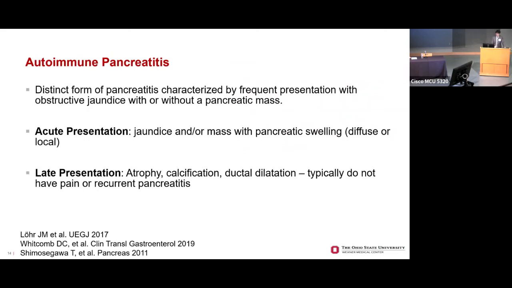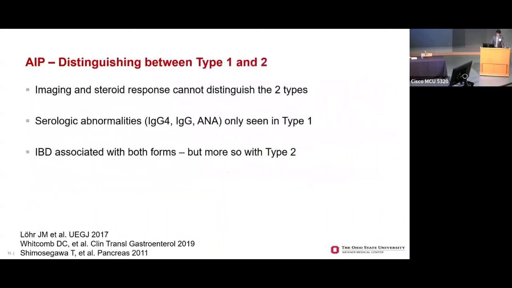For those who have a late presentation of autoimmune pancreatitis, this is really hard to distinguish, but they'll already present with atrophy, calcifications, and ductal dilatation. And their trademark symptom is that they don't have any pain, and they've never had any recurrent episodes of pancreatitis. And I really want to make the point that imaging and steroid response alone cannot distinguish between the two types of autoimmune pancreatitis.